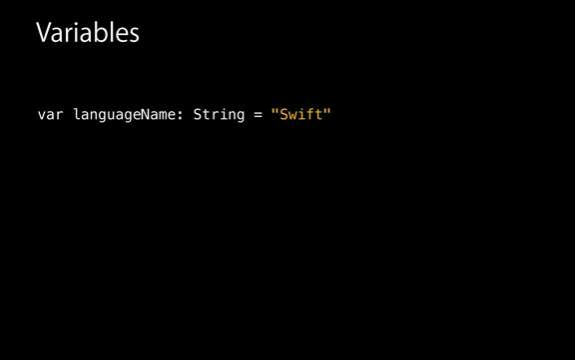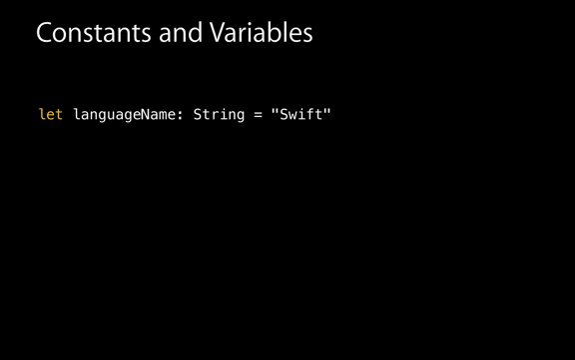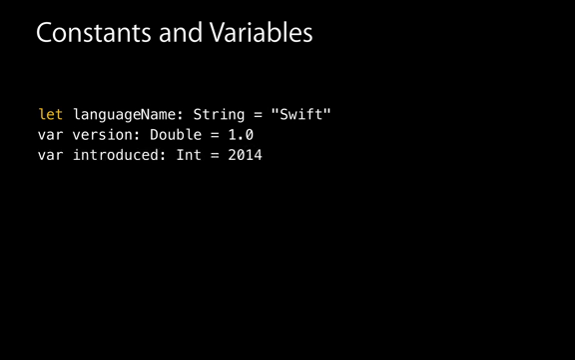Now I say initial value, but there's one thing you might notice about this variable. It doesn't vary. So there's no real need for this to be a variable. Instead, we can define it as a constant with the let keyword instead. And if we introduce a few more of these things, let's have the version of the language. That's a double, 1.0. We'll have the year it was introduced. That's an integer, 2014. And the fact that the language is awesome. That's a Boolean and clearly true.